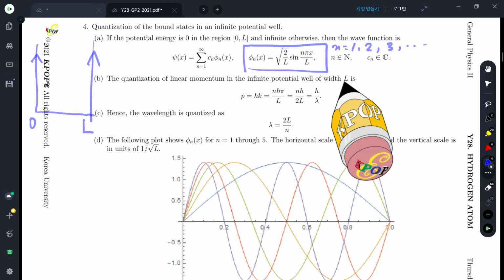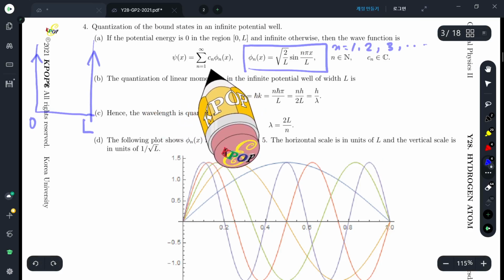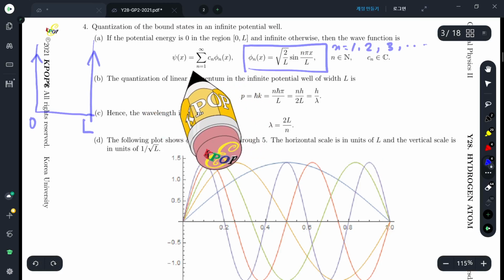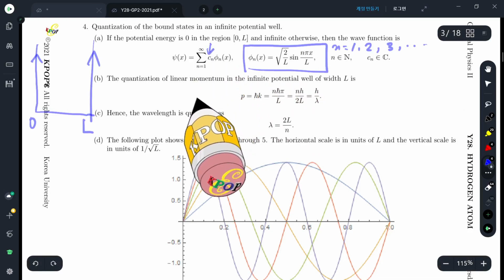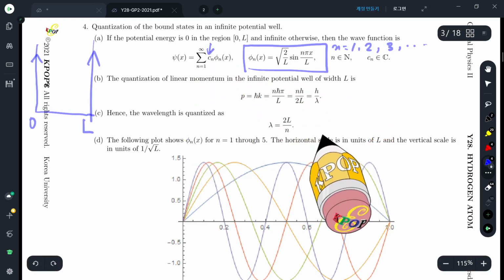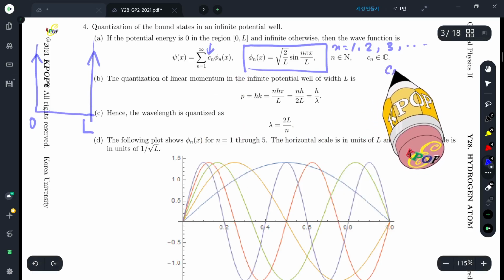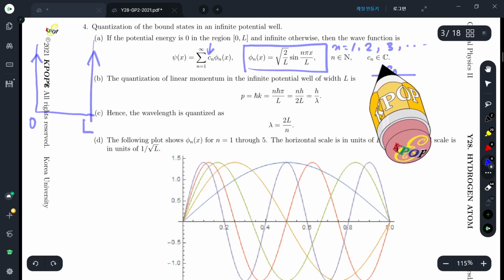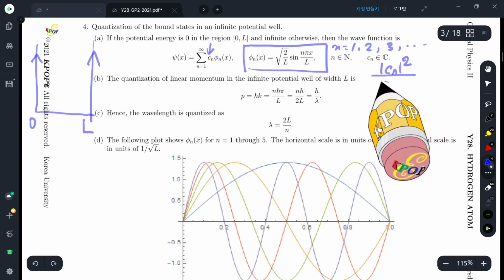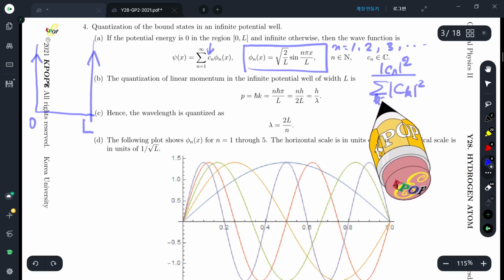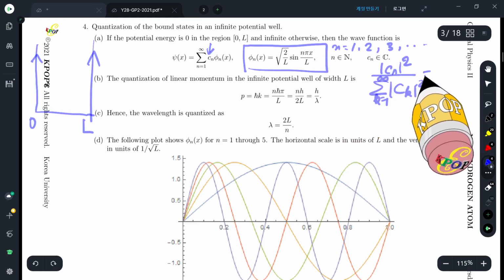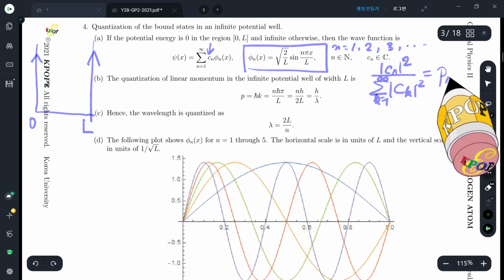And the complete wave function is the sum of these. And C_n represents the probability of finding that state: C_n squared divided by the sum of C_k squared over k, where k runs from 1 to infinity. This will be the probability of finding the state n.